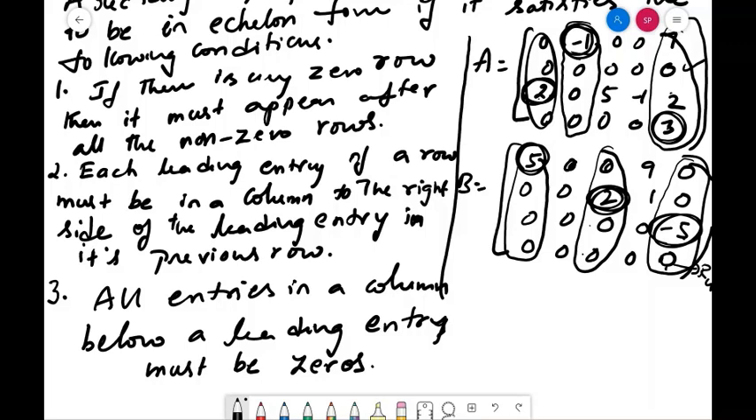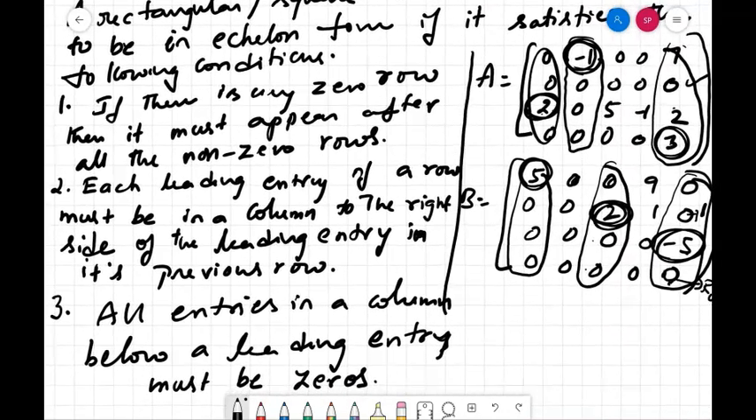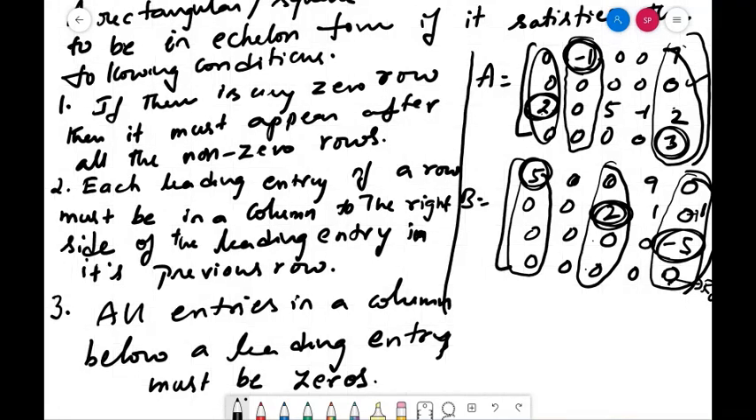Yes, there are zeros. Suppose I had a 1 here, by chance; it doesn't matter, because after minus 5, in the next rows, there should be zeros, not before minus 5. Following minus 5 should be zeros. If they are not zeros, then it is not in echelon form. So finally, this matrix B satisfies all 3 conditions. Let us once again go through these 3 conditions. The first condition: if there is any zero row, then it must appear after all the non-zero rows.